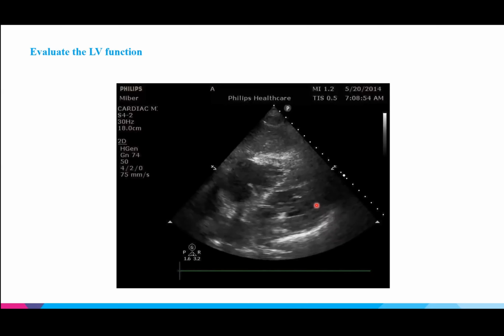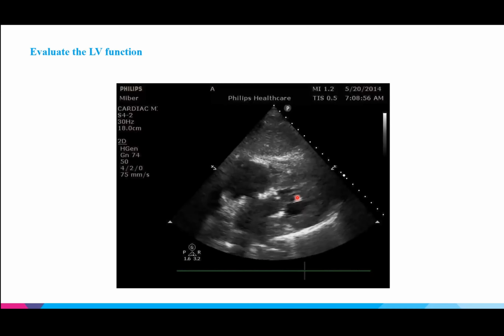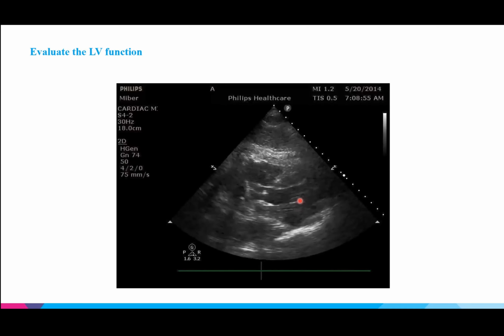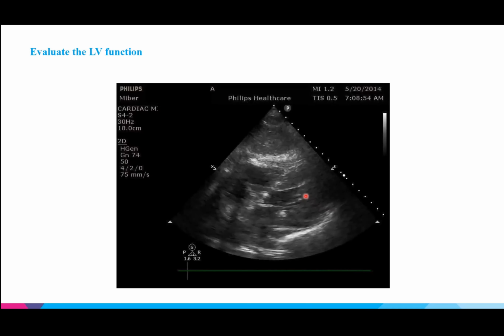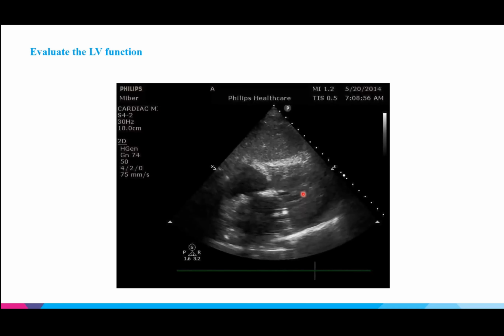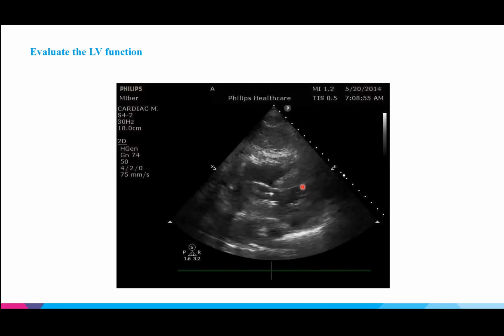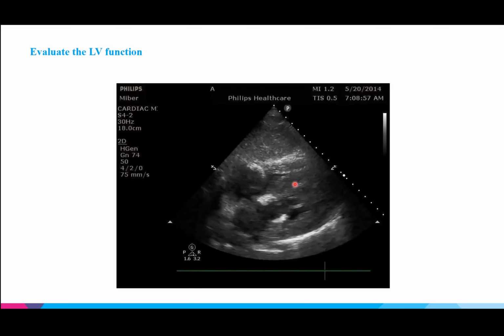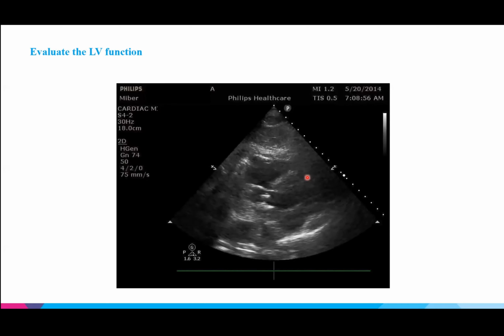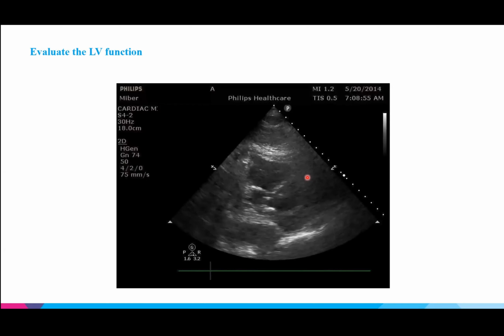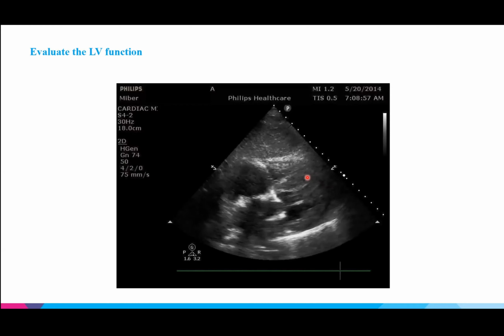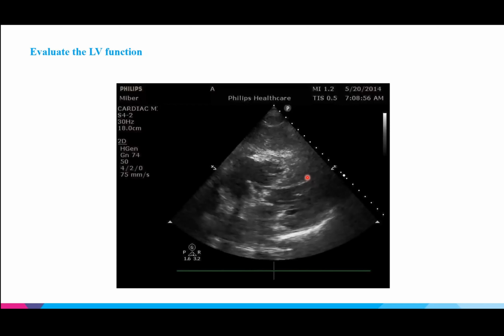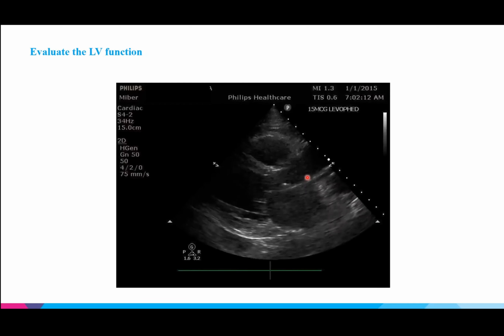And when it comes into view, you want to be able to see how much the cavity size is going in and out. And it actually does almost obliterate with contraction. So this is a patient who ended up having hyperdynamic LV function. And you can see the movement of the walls is pretty significant as well. Question on that? All right.